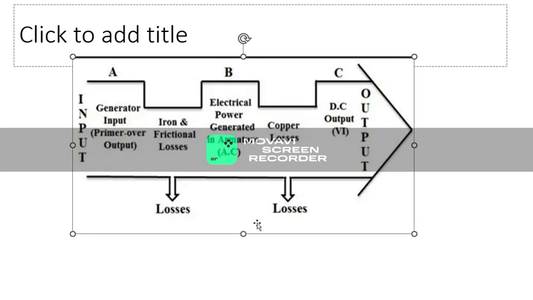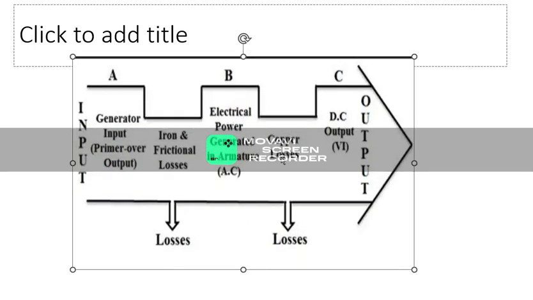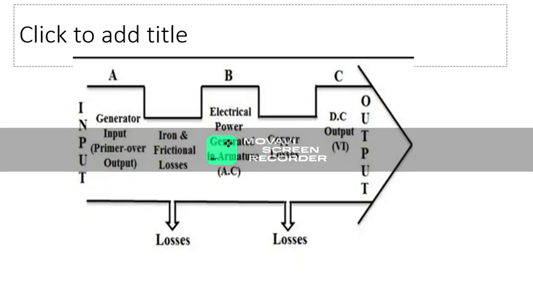From this diagram you can easily see that the iron losses are deducted from the input to get the electrical power generated, and if we subtract the copper loss from this generated electrical power EG into IA, we get the external electrical output power, that is C. So from these equations, we have the losses, that is constant loss and variable loss.